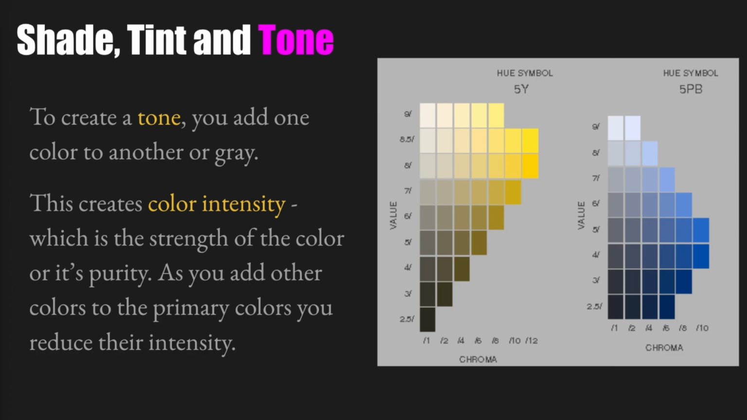So now looking at tone. To create a tone, you add one color to the original color or add gray to that color. This also changes the intensity of the color, meaning how strong the color is. As you add colors to the primary colors, you are actually reducing the intensity of the original color.